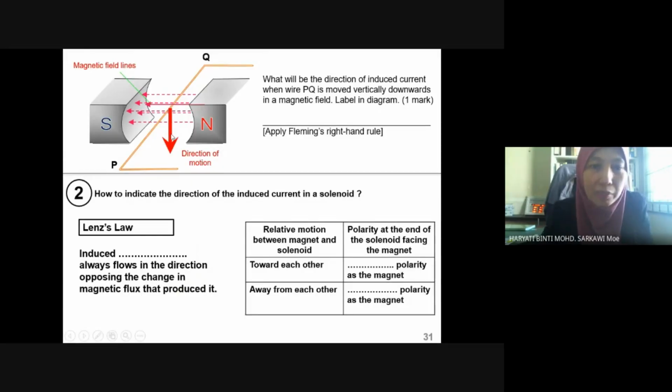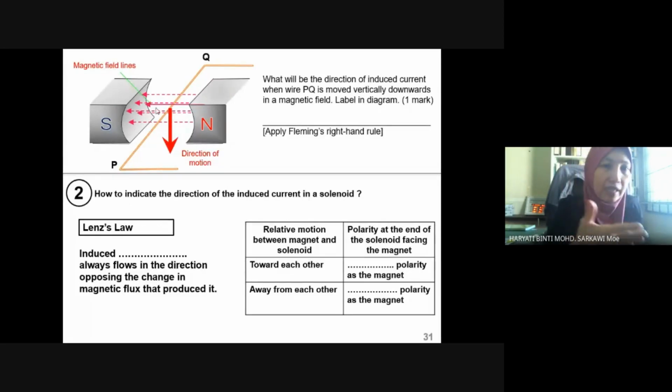Okay, look at this diagram. Imagine the motion of conductor PQ is downward. What will be the direction of the current in PQ? From Q to P? P to Q? Okay, so you use your right hand Fleming's rule. From north to south, that will be your pointer, and then the direction downward.